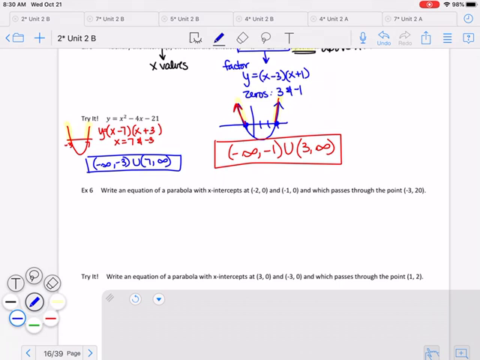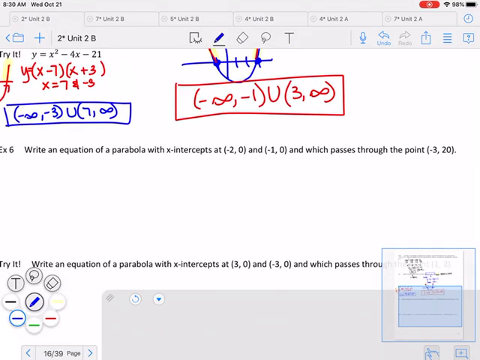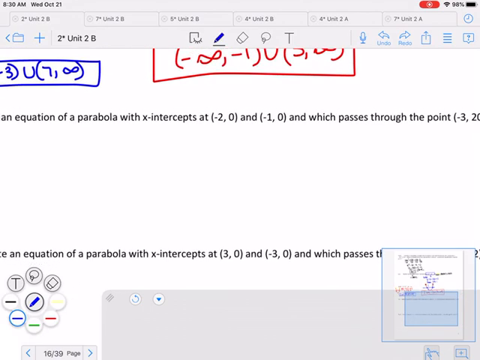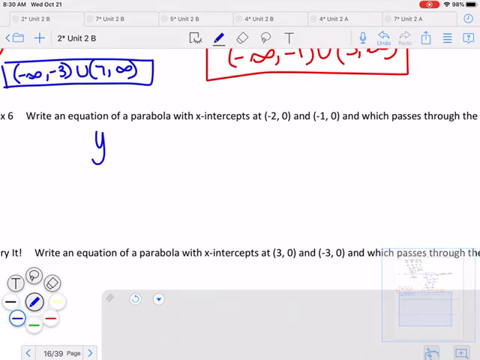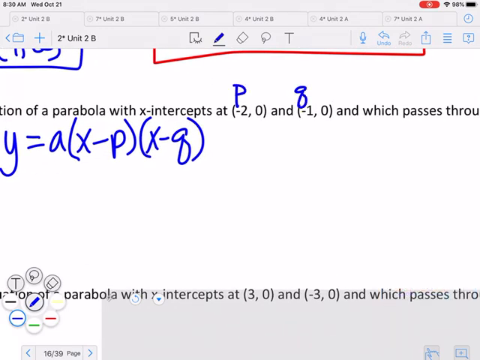And the last question is, write an equation of a parabola with x-intercepts at negative 2 and negative 1, which passes through the point negative 3, 20. So it's telling us two intercepts and then some other random point on the parabola. We did this when we were in vertex form. To write this equation, we need the a value, x minus p times x minus q, the p and the q. Well, they're giving us the p and the q outright, so I could fill those out.